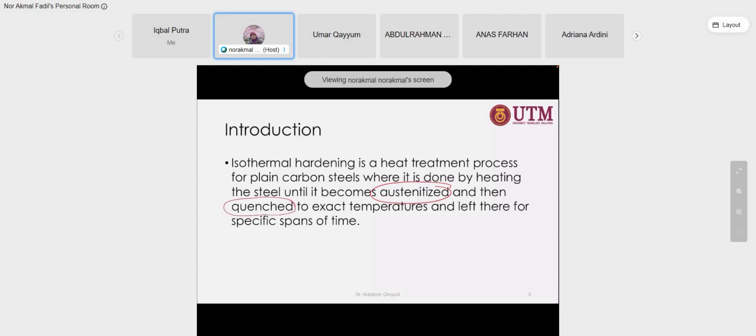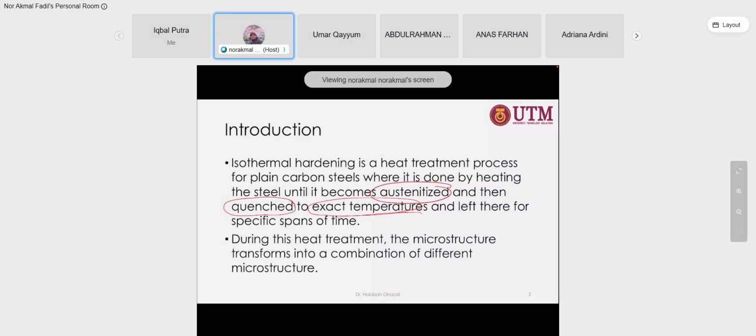We do the quenching, not necessarily at room temperature and not necessarily involving water, but in some solution at a specific temperature. We hold at this temperature for a specific span of time before we cool it to room temperature. We allow the phase transformation at this isothermal temperature. During this heat treatment, the microstructure transforms into a combination of different microstructures.